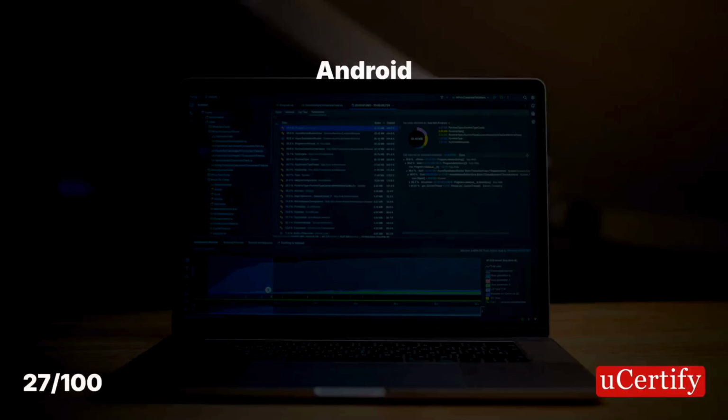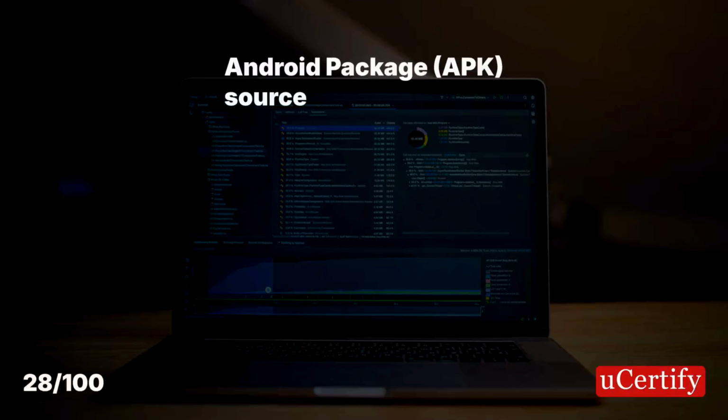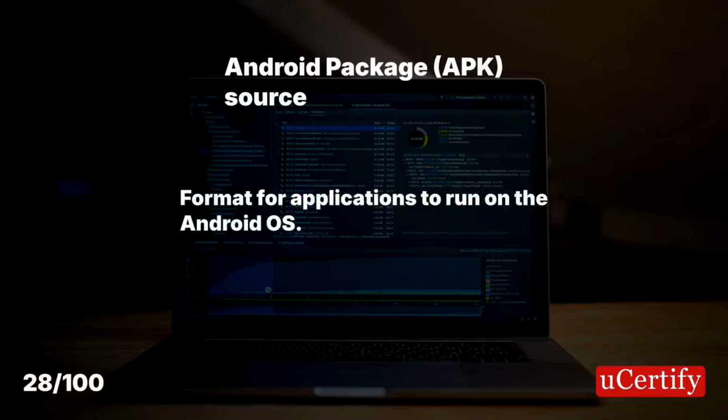PC. Term: Android. Definition: an open-source operating system based on the Linux kernel and used mostly on smartphones and tablet computers. Android is developed by the Open Handset Alliance, a group directed by Google. Term: Android Package, APK. Definition: format for applications to run on the Android OS.